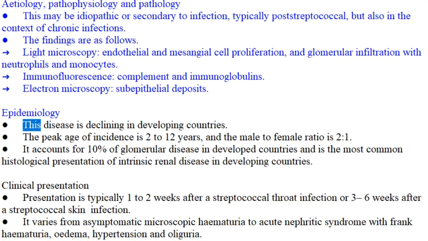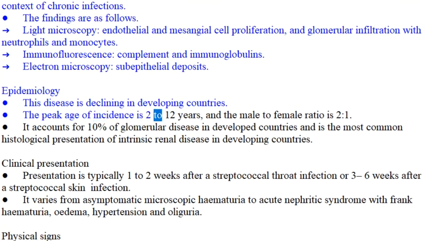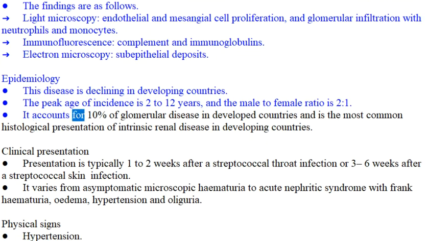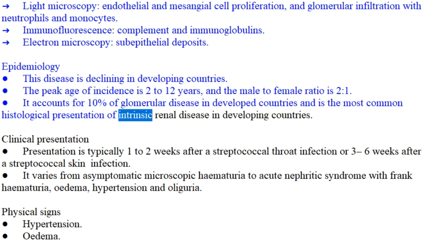Epidemiology. This disease is declining in developing countries. The peak age of incidence is 2 to 12 years, and the male-to-female ratio is 2:1. It accounts for 10% of glomerular disease in developed countries and is the most common histological presentation of intrinsic renal disease in developing countries.